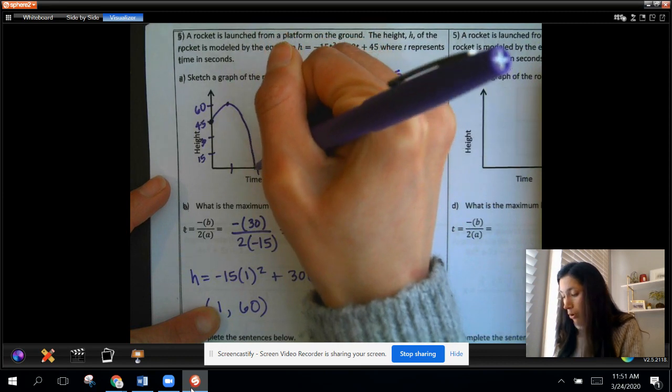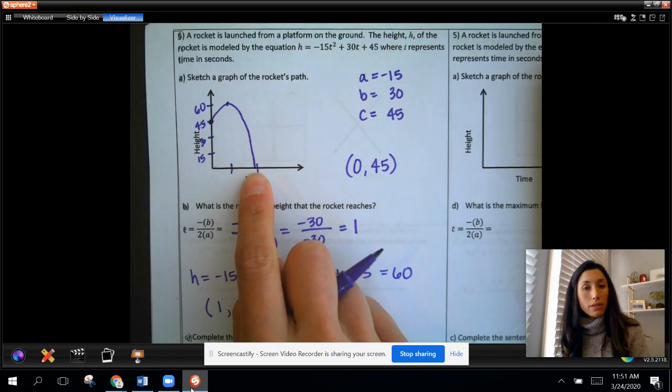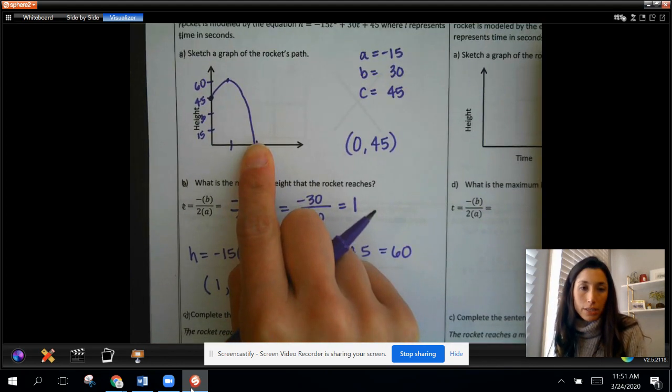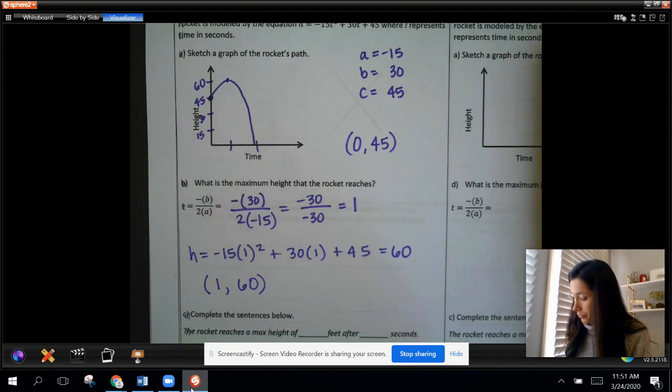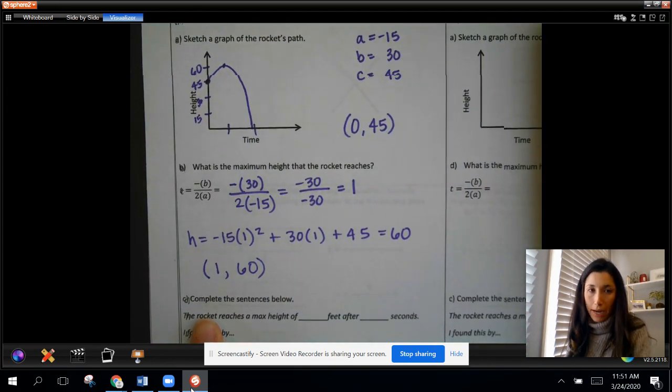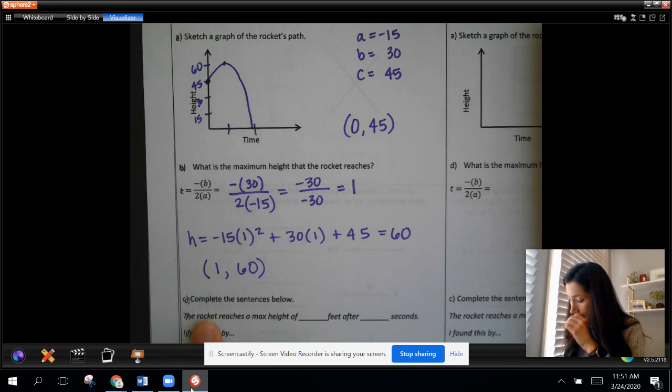And you can get an even more accurate sketch of where the ending point is if you use the quadratic formula to solve for where it crosses the x-axis as well. Okay. So for the purpose of this question, we're just looking for the maximum height and a sketch. So that would be enough for now.